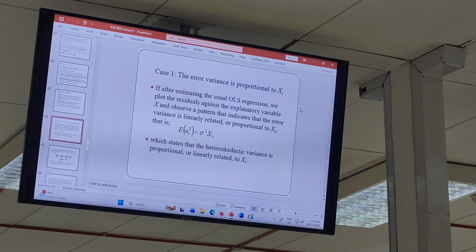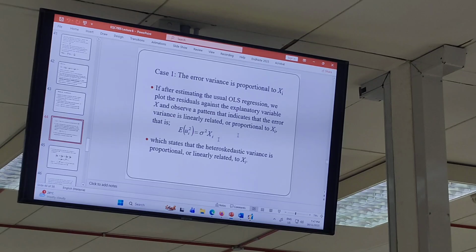Case 1: the error variance is proportional to x i. So different x i has different variance. If after estimating the usual ordinary least squares regression we plot the residuals against the explanatory variable x, and observe a pattern indicating that the error variance is linearly related, or proportional, to x i.